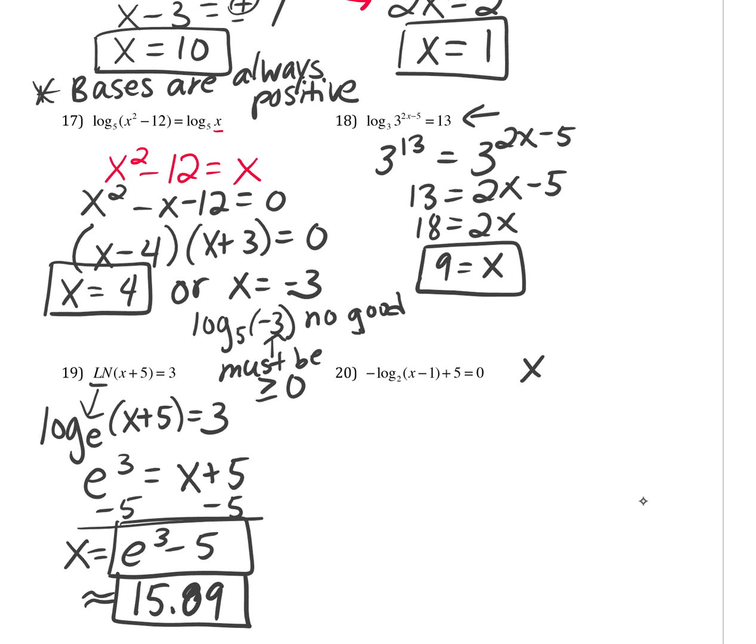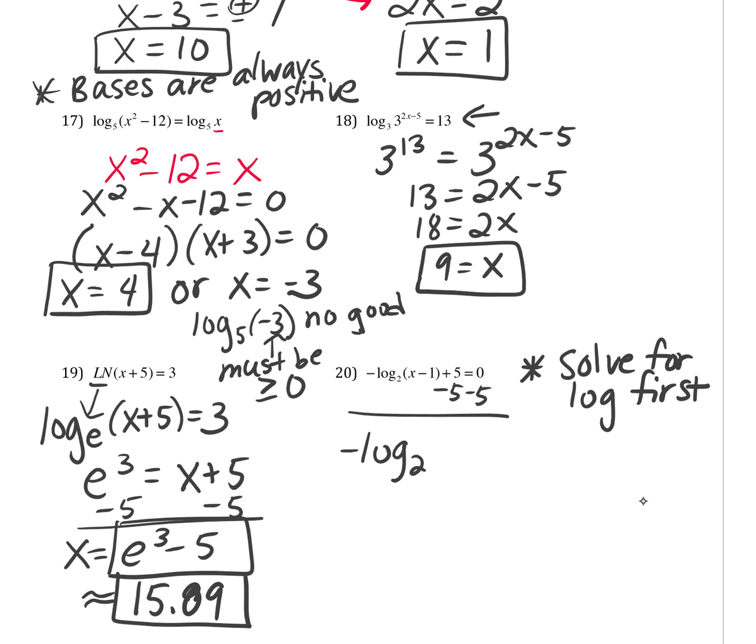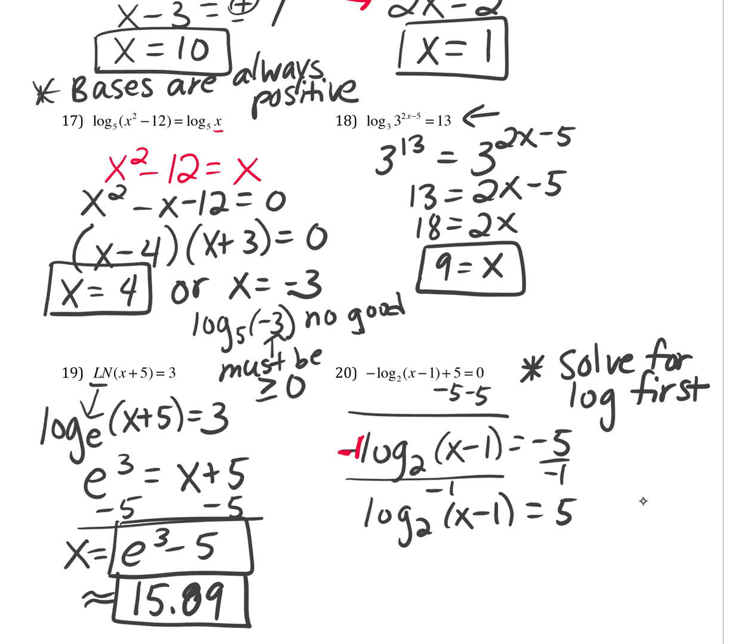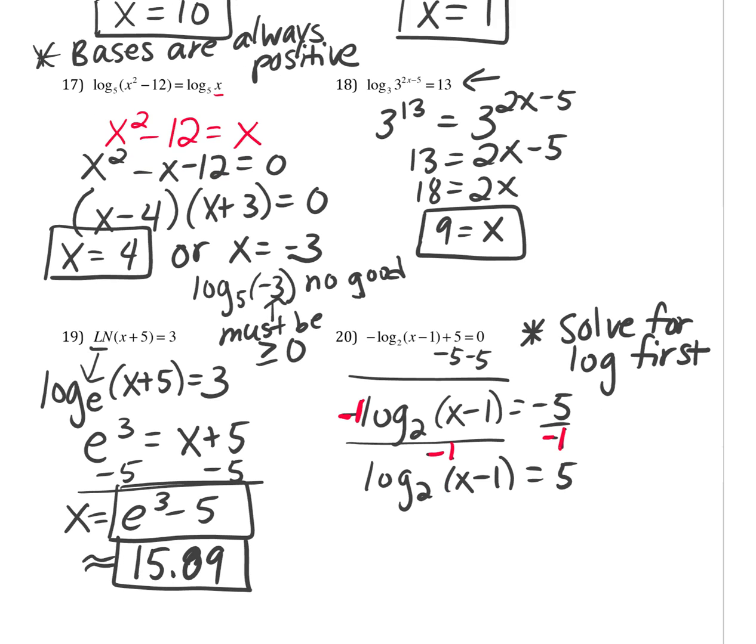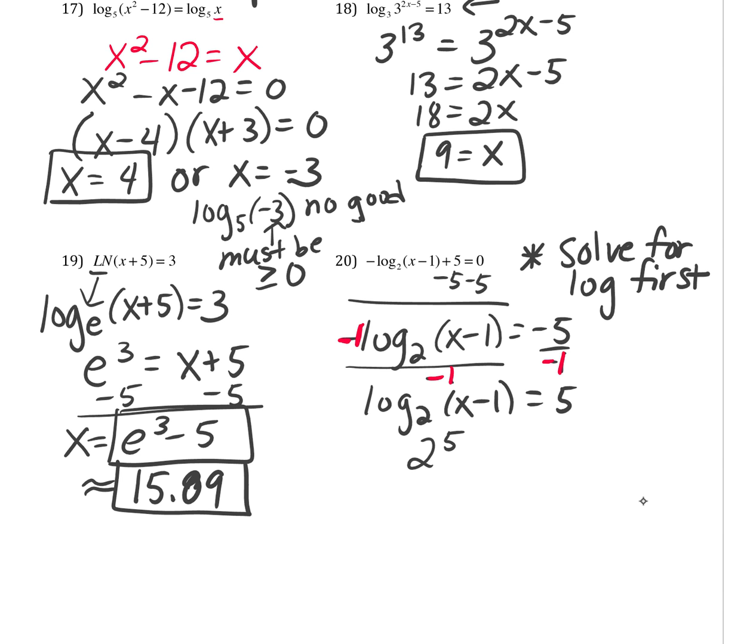And our last one, because we're going to be doing this when we get into graphing, we want to solve for the log first before we switch our formats. So we'll subtract 5: negative log base 2 of (x − 1) is equal to negative 5. We're actually going to divide out that negative 1, because that's also something we want to get rid of if it's a number in front or even just a negative sign. So really this is like a negative 1 in front of the logarithm that we're dividing out. Once the logarithm is completely by itself, that's when you are able to switch to exponential form if need be, which we do need to in this case.